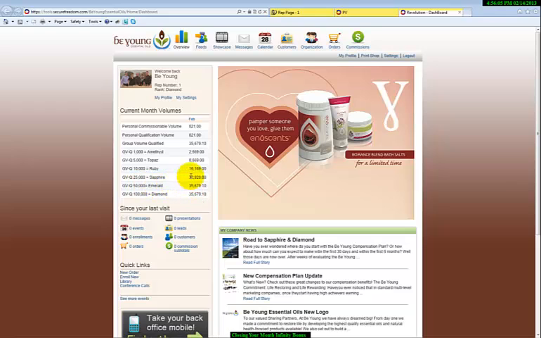So right here is where the differentiation starts. This one is qualified clear up. They have at least 25,000 in their GVQ. And this one is not qualified as an emerald because it doesn't have 50,000. So that's how the Infinity Bonus works and functions.